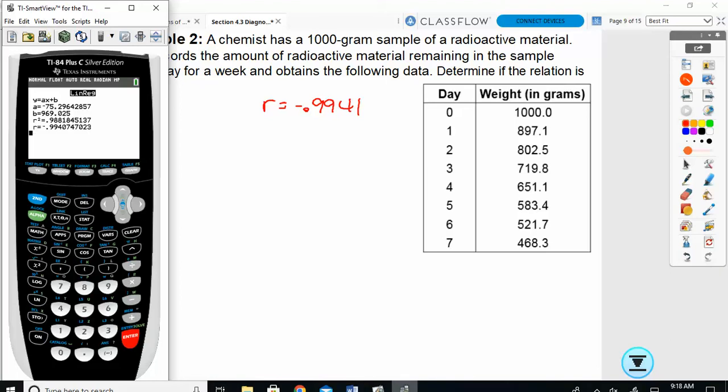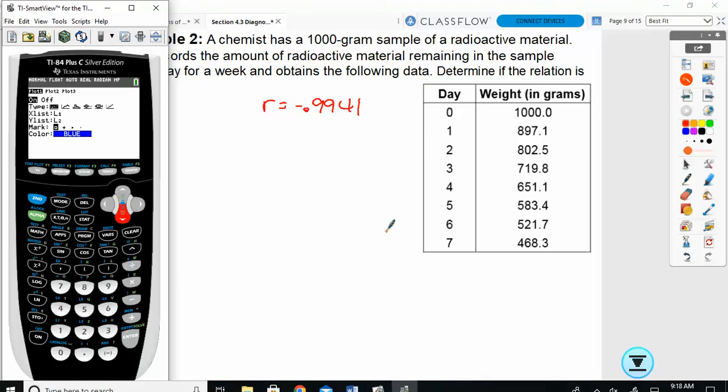All right, so now we have to look at that scatter plot. So what we're going to do is go into our stat plot. And I want to go into plot number 1. I want a scatter plot, so that's the first option. My X list, I want it to be L1. But my Y list, I don't want to plot these Y values. I want to plot the residuals.